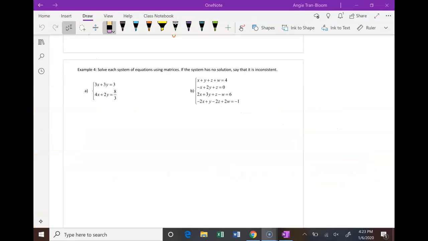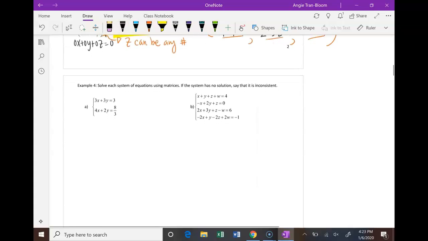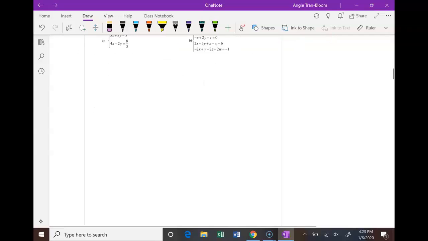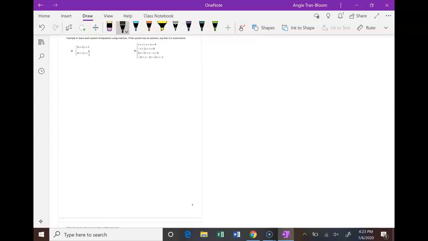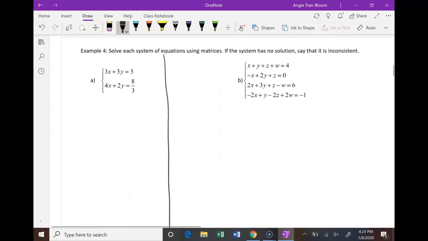So this is example 4 from 11-2. Solve each system of equations using matrices. That means you have to use matrices, no ifs, ands, or buts about this. If the system has no solution, say it is inconsistent. So we have A and B. Obviously, A looks a lot easier and B looks a lot scarier. Just to organize, so that I'm not crazy messy, I'm going to divide this up. As you can see, B will require lots and lots of space. So let's do A first.